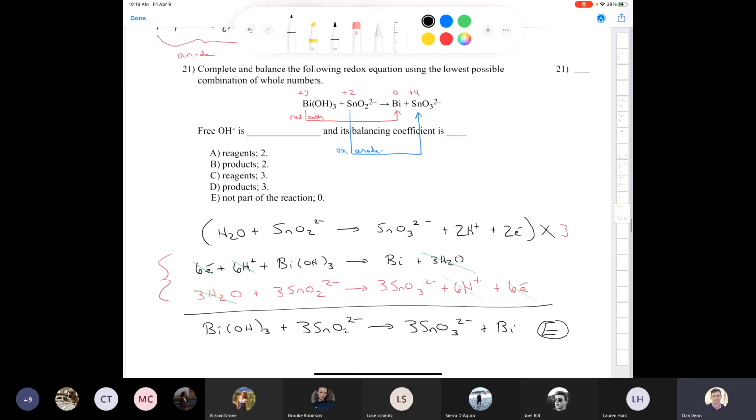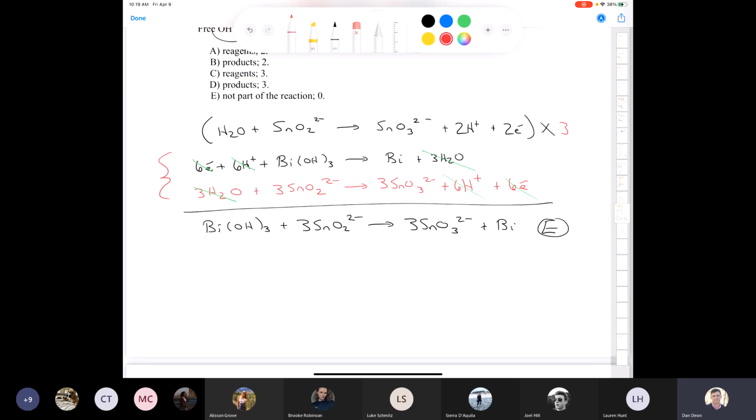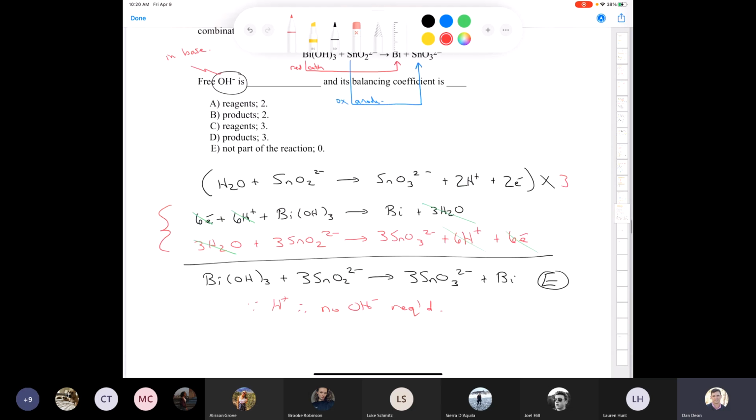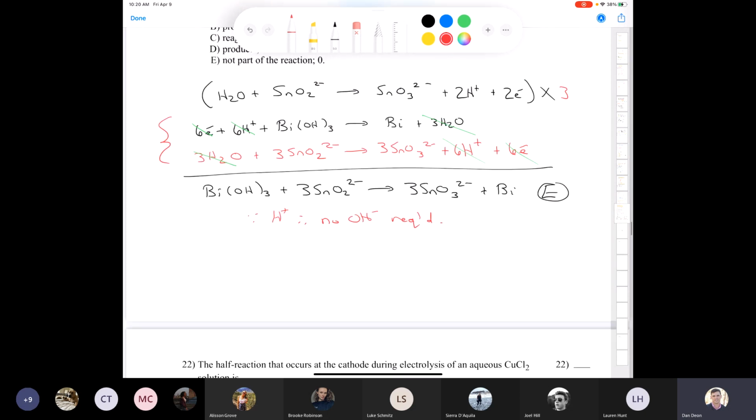Because it says, for the free hydroxide, if we wanted to balance it in base, how many hydroxides do I need? Since no H+, no hydroxide required in this case. So done. The answer is 0 because hydroxides are not going to be part of the balanced equation.